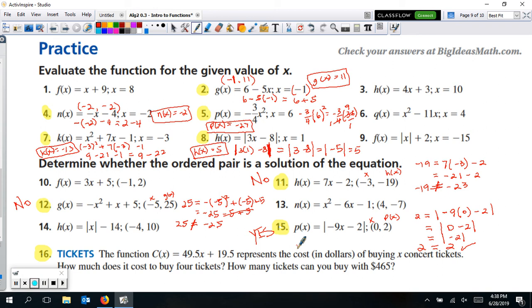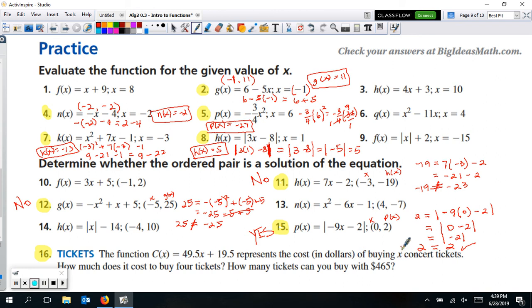Now let's try 16, our last one here. It says the function c of x is equal to 49.5x plus 19.5. It represents the cost in dollars of buying x concert tickets. So how much does it cost to buy 4 tickets? How many tickets can you buy with $465? So the number of tickets is the x. X is the number of concert tickets.